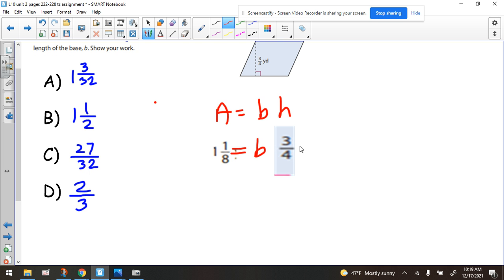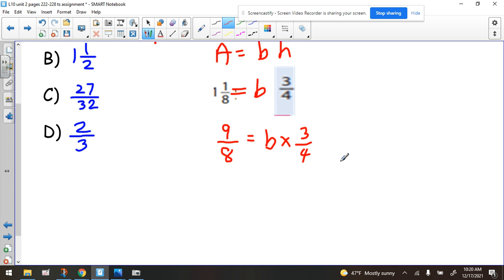So the first thing we need to do here is turn this into an improper fraction. So let's do that. This is going to be something eighths equals b times 3/4. Now when we get to something eighths, we have to do 8 times 1, which is 8, and then add in this, which is 9. All right, so now we can work with this equation.